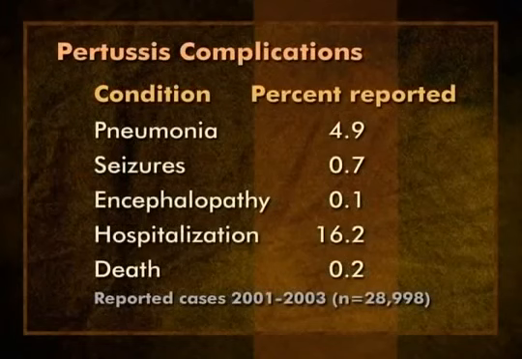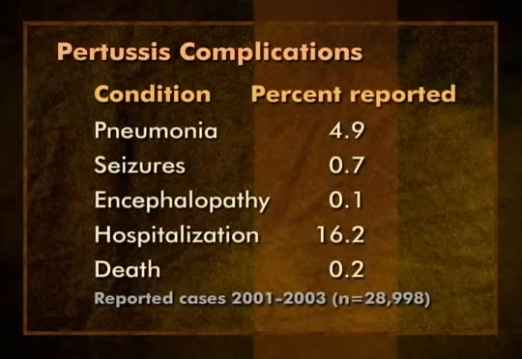This graphic summarizes complications of reported pertussis in 2001 through 2003. Because pertussis is predominantly a respiratory disease, the most frequent complication is pneumonia. This complication occurred in 4.9% of reported cases. Other complications included seizures in about 0.7% and encephalopathy in 0.1%, or once per 1,000 reported cases.